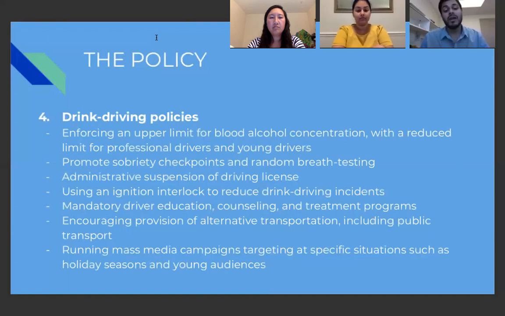and driving, using an ignition interlock system to reduce drink driving incidents, mandatory driver education, counseling, and treatment programs, encouraging provision of alternative transportation, including public transport, running mass media campaigns targeting specific situations such as holiday seasons and young audiences.